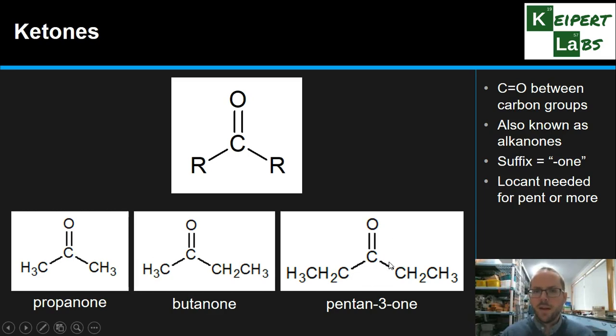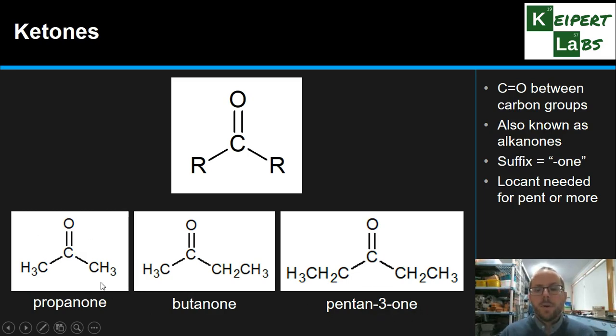But when we get to 5 carbons or more, it could be right in the middle at spot number 3, or it could be at spot number 2. Pentan-2-one and pentan-3-one are different compounds, so we do need the locant there. And then once we get to 6 or 7 or 8 carbons or more, it's obviously very necessary to use a locant. Just like we're used to doing, we put the number directly next to the suffix, so 3-one rather than 3-pentanone.